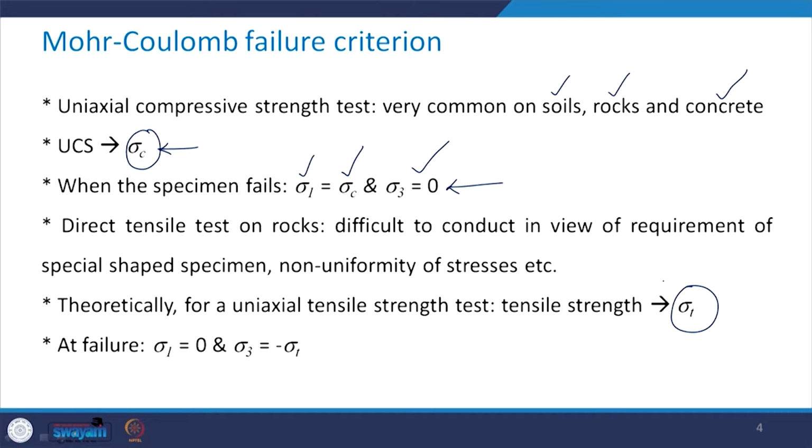So remember that we are talking about a theoretical condition. At failure, you will have sigma 1 equal to 0 and sigma 3 equal to the tensile strength. Take note of the negative sign that I am putting here. Why? Just to show that it is tensile in nature.